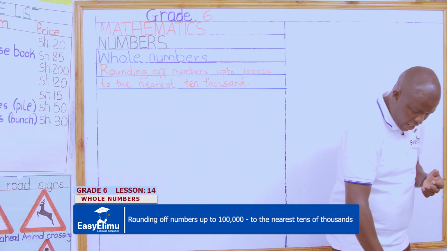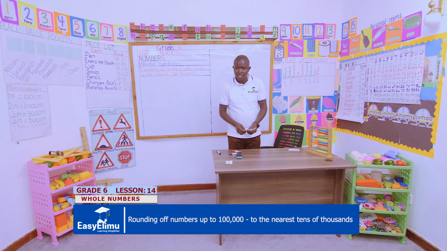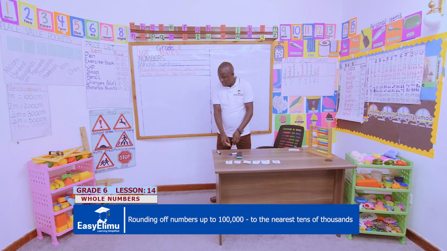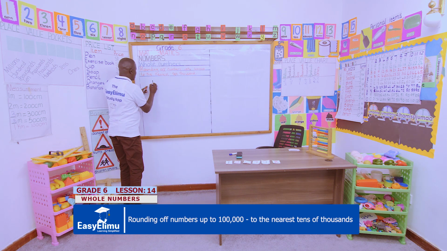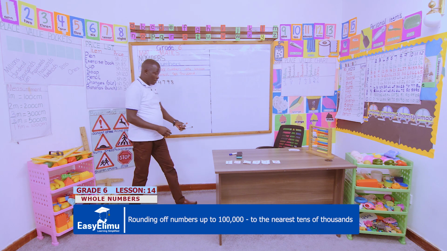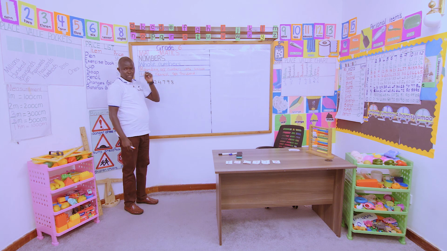The number cards that we have are 1, let us read together, 2, 4, 7, 9, and 8. Let us write it on the board. The number we are writing is 124,798. And this number, we are rounding it off to the nearest 10,000.